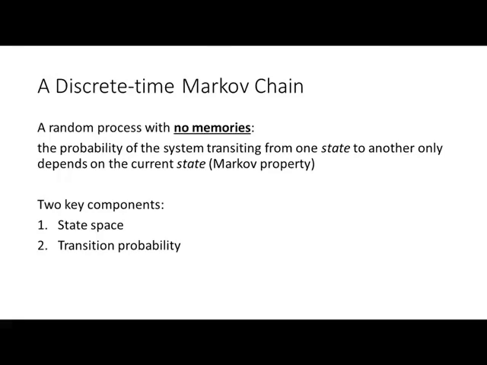It does not depend on the previous states. So this is the so-called Markov property. It's the most important property of the Markov chain, and the Markov chain is actually composed of two key components. The first one is state space, and the second one is transition probabilities.